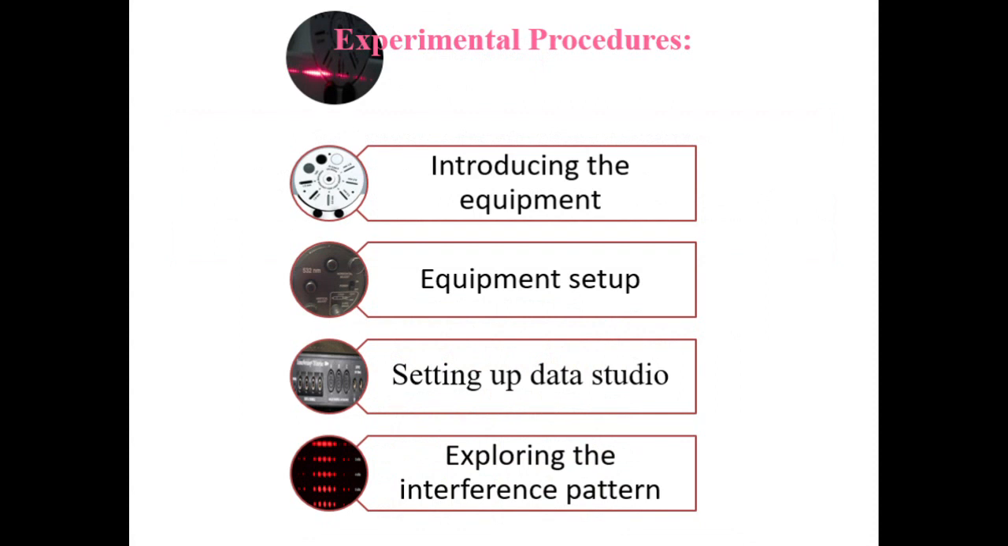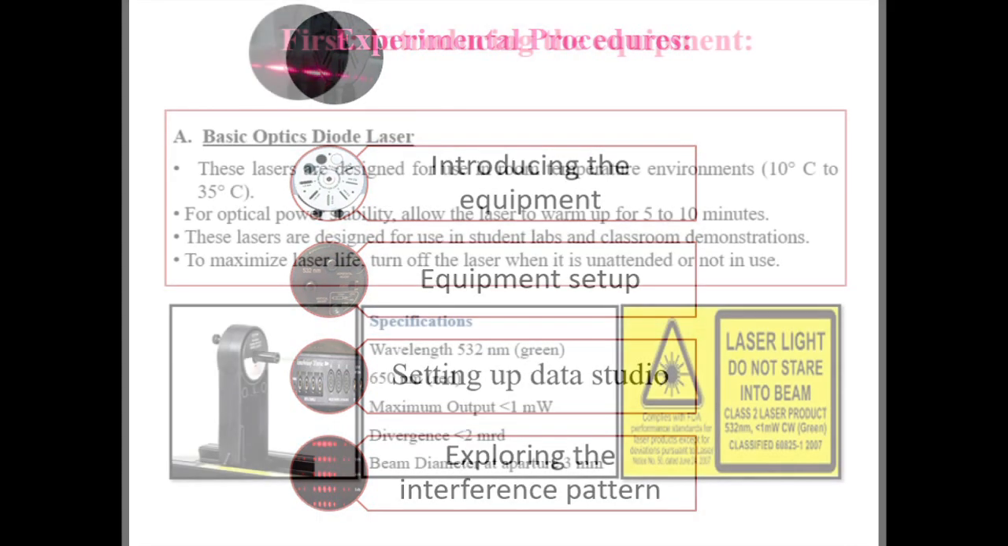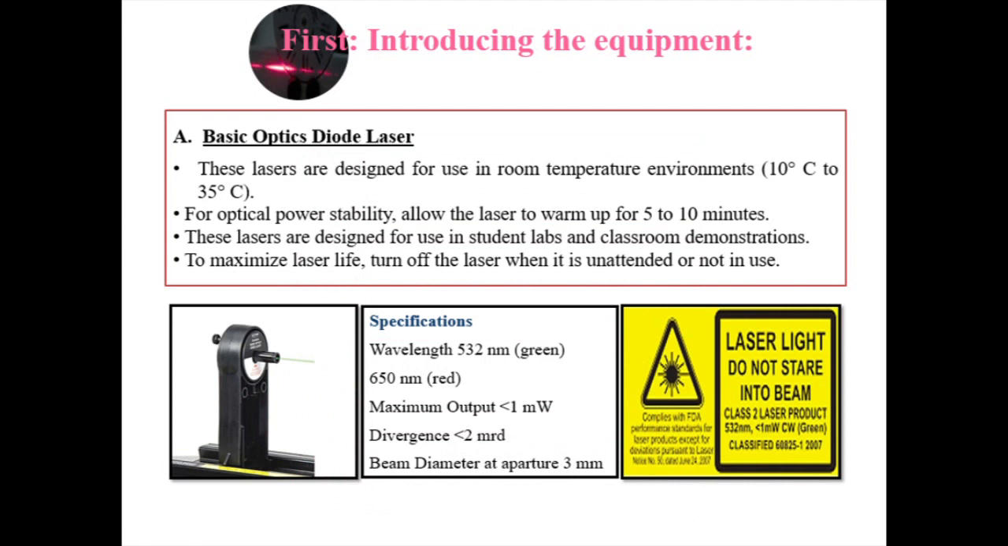Experimental procedures: introducing the equipment setup, setting up Data Studio, exploring the interference pattern. First, introducing the equipment. Diode laser. For optical power stability, allow the laser to warm up for 5 to 10 minutes. To maximize laser life, turn off the laser when it is unattended or not in use.